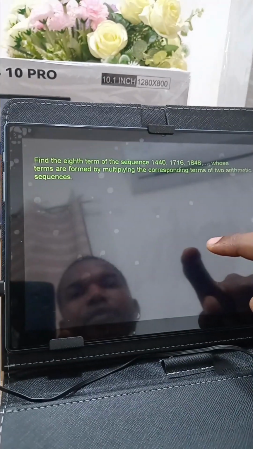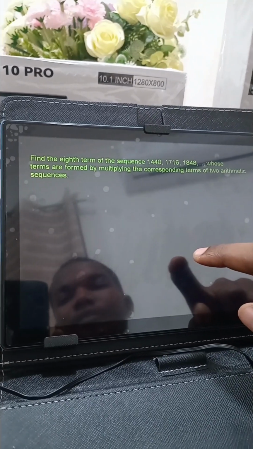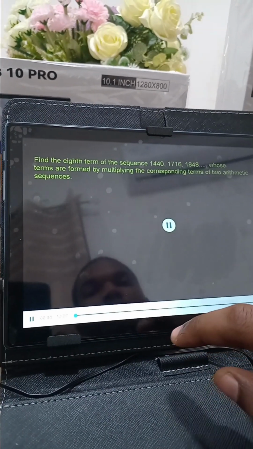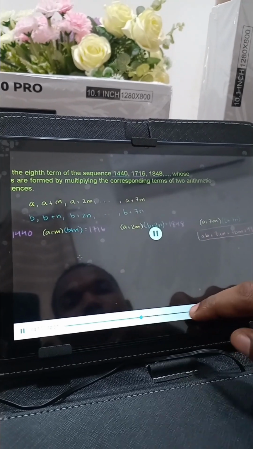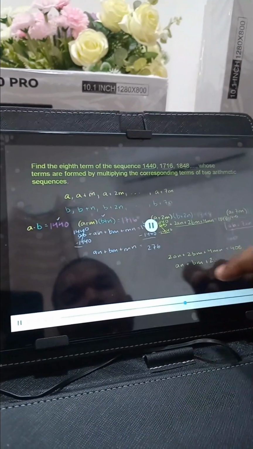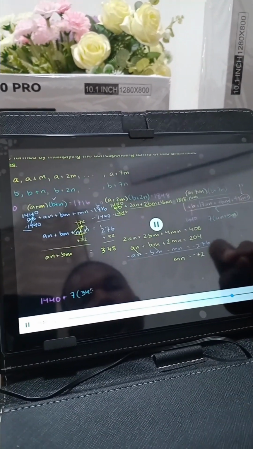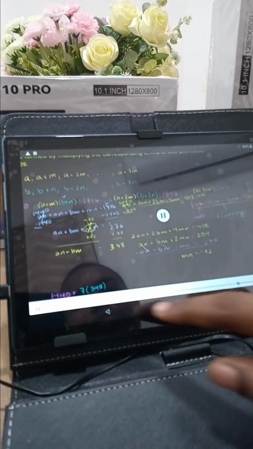Here we have. Find the 8th term of the sequence 1440, 1716, 1800, and 1540. It's going So to we're teach you already how making to some solve headway. 2mn, So 148, 148.